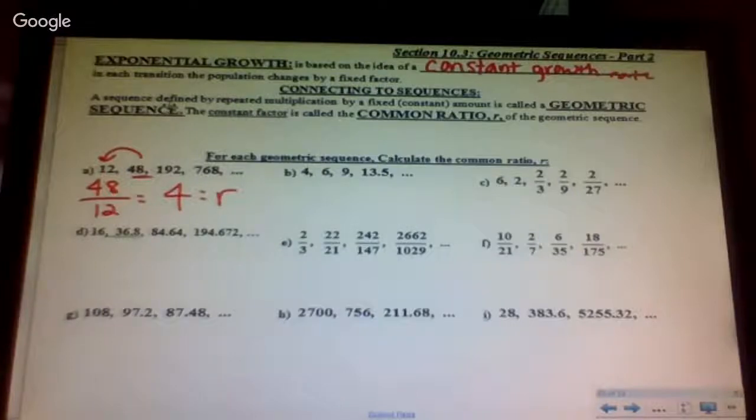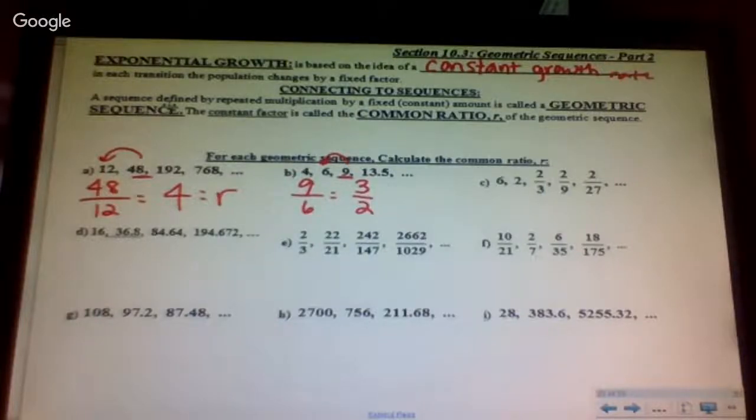You can take any number in the sequence and do this. So for this one, I can take 9 as long as I divide by the number that comes directly before it. So 9 divided by 6. Leave it as a fraction. Three over 2. My suggestion to you is if it's in a fraction, leave it as a fraction. If it's in a decimal, leave it as a decimal.